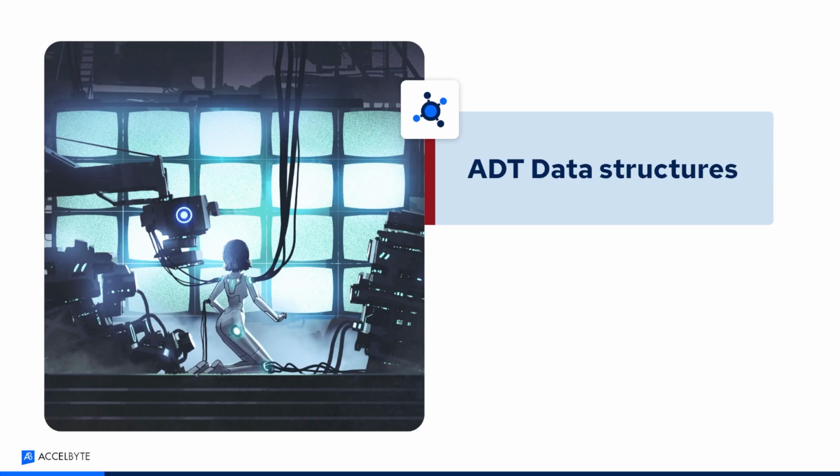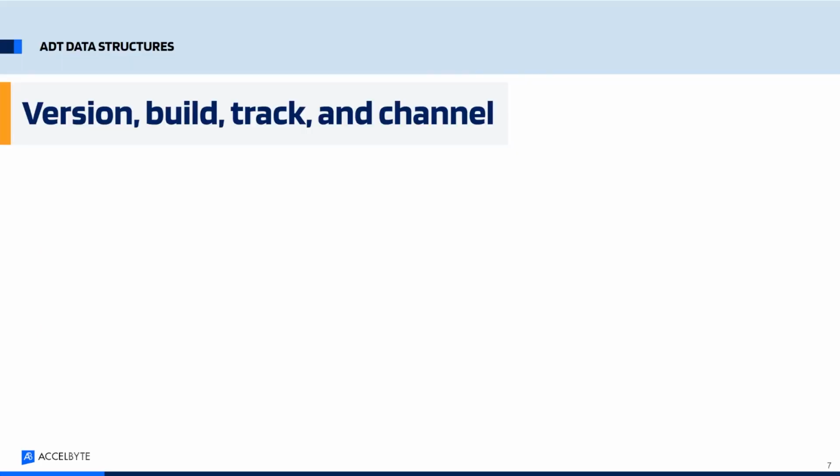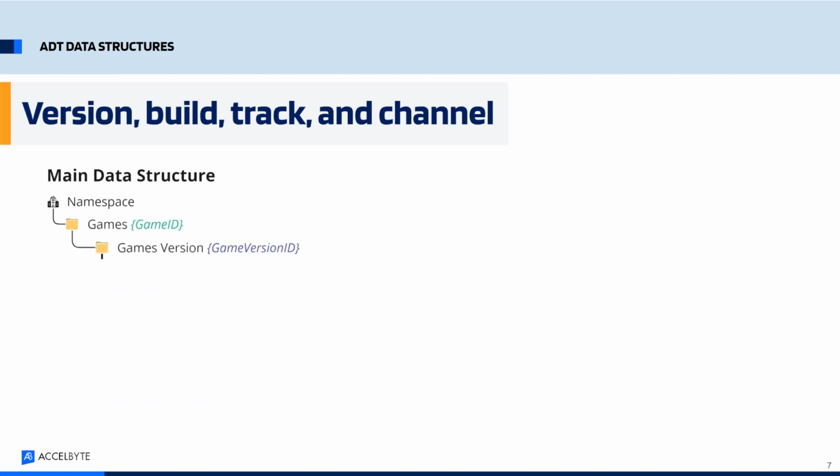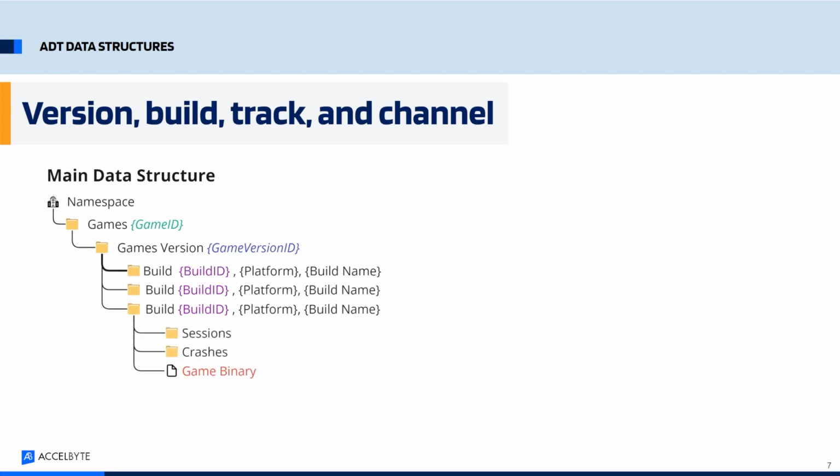Let's now talk about data structures. ADT has a linear data structure that starts with a namespace followed by games, games version, builds, then sessions, crashes, and game binary. Namespace can be the name of your studio or any name that you like, and the same for the game. You can have more than one game in your namespace.